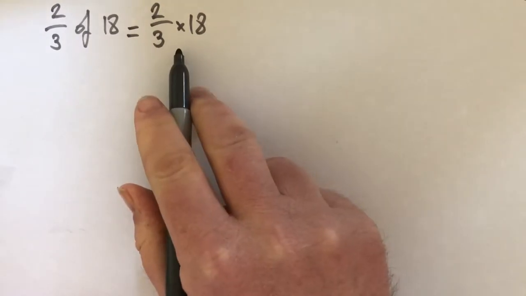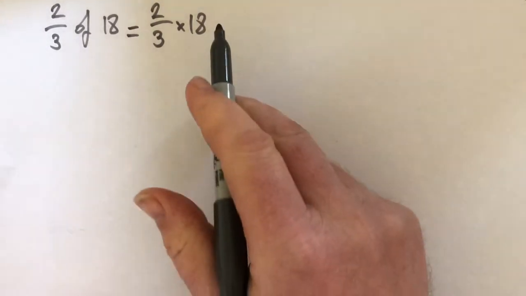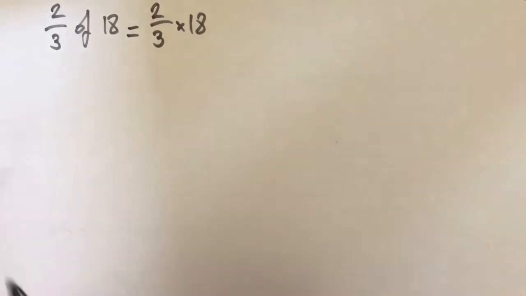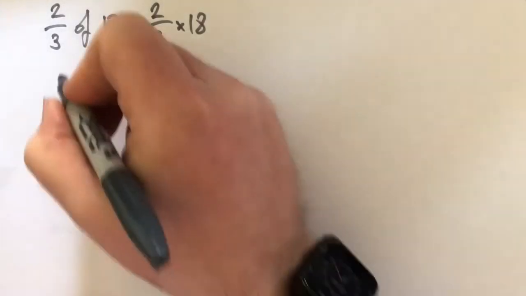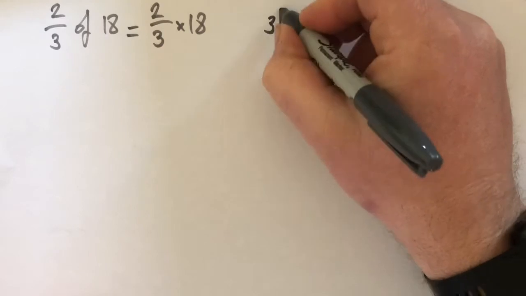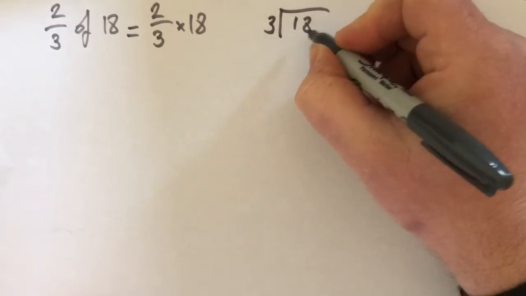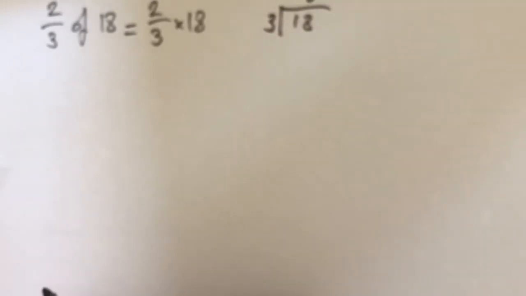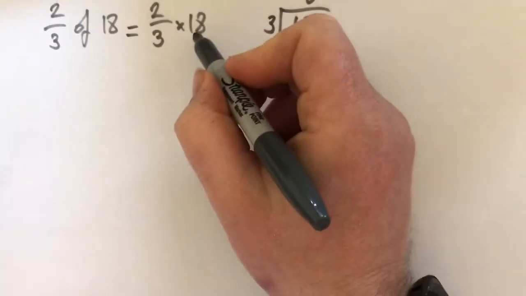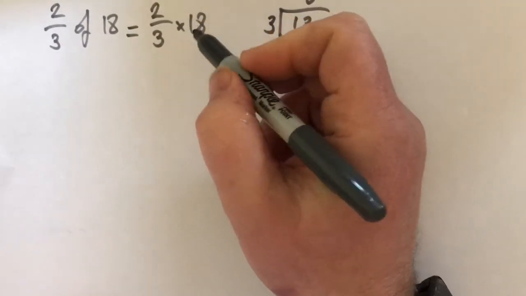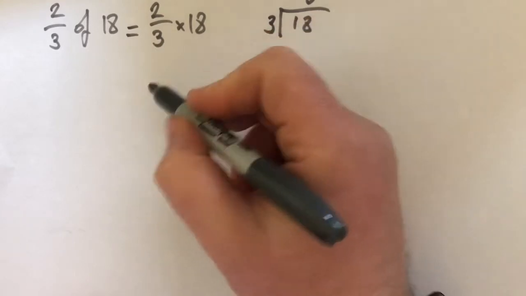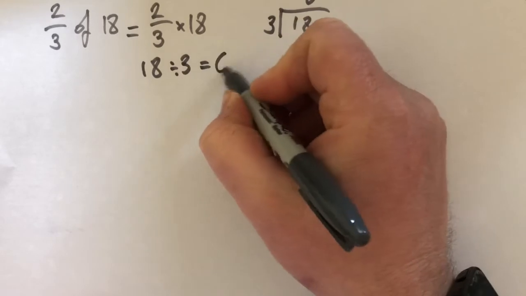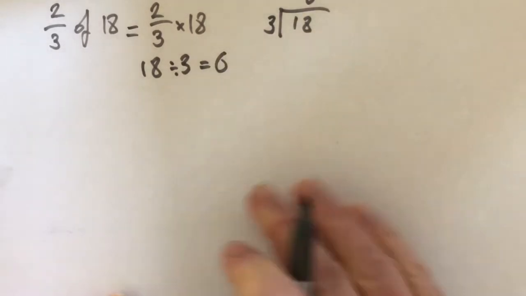Of simply means times. Now, in this case, the key thing to notice is that 18 can be divided by 3. We can check that if we just do 3's into 18. 3's into 18 goes 6 times. Now, this sum we solve by taking the quantity, the integer, and dividing it by the denominator. So we do 18 divided by 3, which is 6. We found that out up there.